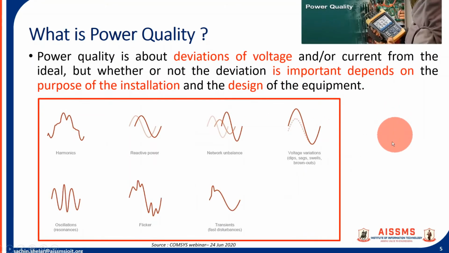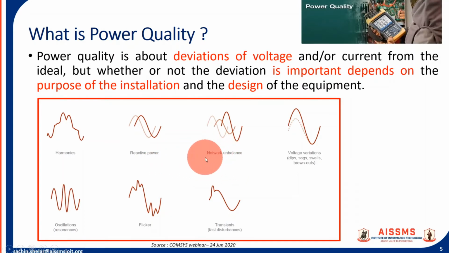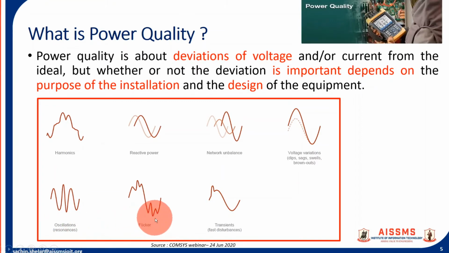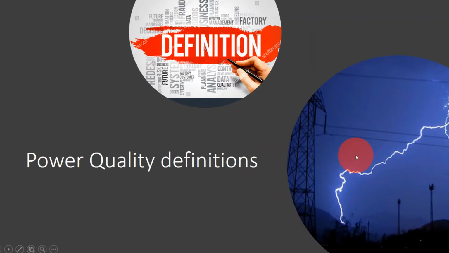This diagram shows various power quality parameters. Starting from the first, it's harmonics. There is a distortion in the waveform, and then there is reactive power. Next is network unbalance, voltage variations. It encompasses dips, sags, swells. Next is oscillations, which could be due to resonances, flicker, and last, transients, that is fast disturbances. So these are some of the power quality problems.